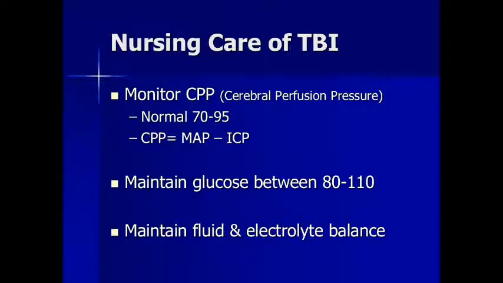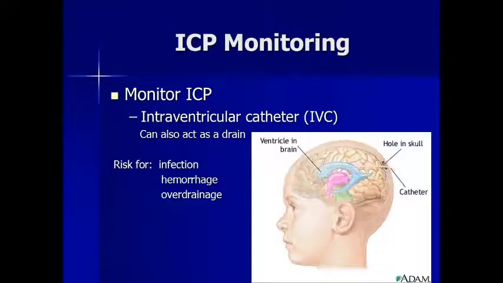Also, we may want to do things like limit visitors and avoid meds or temperatures for these patients. ICP monitoring is usually done with an intraventricular catheter, which can also act as a drain. These are put in through little holes in the skull called burr holes. With this, we know there's a risk for infection, hemorrhage, or over drainage. I'm not going to go into any more detail about these catheters.